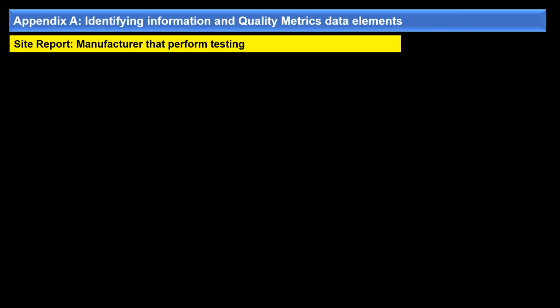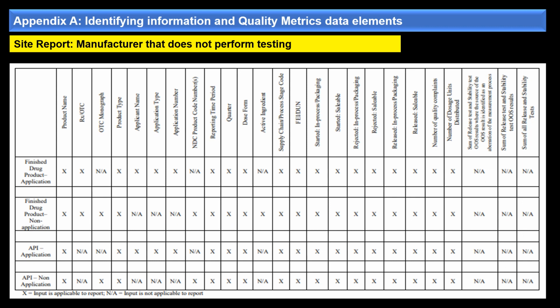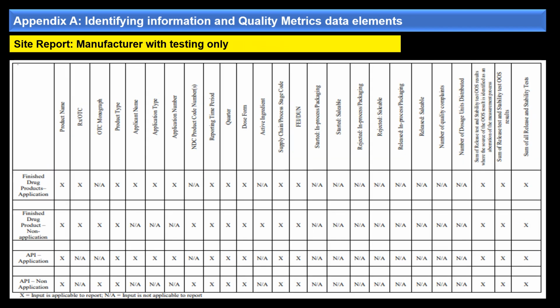The second point for the site report is the manufacturer that performs the testing. The left side criteria, that is finished drug application product, finished drug non-application, API application and API non-application, remain the same, and the data that has to be provided for the matrix also remains the same. It is only the details for the manufacturer that performs the testing. The next part is the manufacturer that does not perform the testing, so the data matrix and the details remain the same. And the last is manufacturer with testing only, which performs the testing only, so the information is the same.